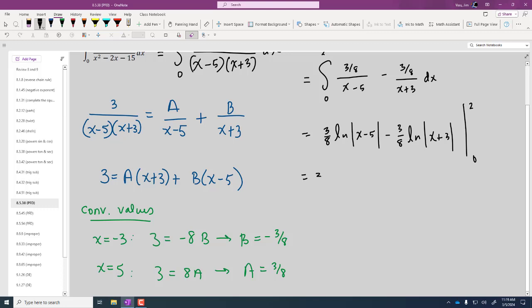And let's see if we get any simplification here. Plugging in the 2, we're going to get natural log of 3 minus 3/8 natural log of 5. Subtract off what we get when we plug in 0. So minus 3/8 natural log of 5. Plug in 0 there. Minus a minus is plus 3/8 natural log of 3.